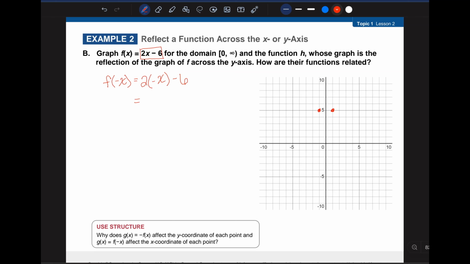Then I'm just going to simplify. 2 times negative x is negative 2x minus 6. And there is my equation that is reflected across the y-axis. So to reflect across the x-axis, a vertical motion, I will take a negative 1 and multiply it times my entire equation, because that's what my y is equal to. If it's across the y-axis, that is a horizontal motion, I will multiply the negative 1 times just the x.